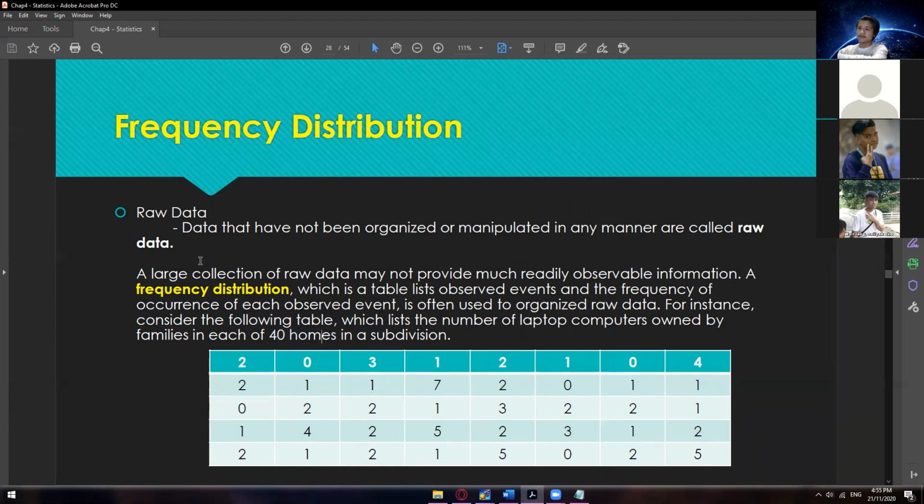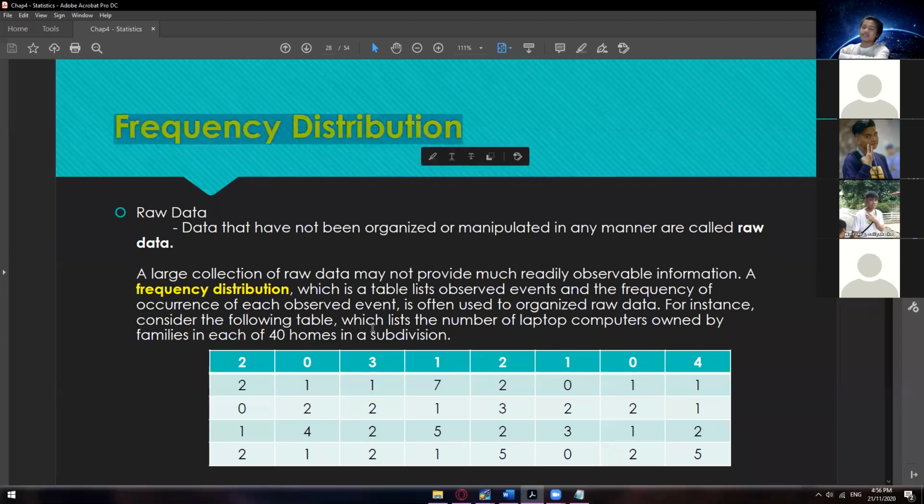When we say raw data, it is data that has not been organized or manipulated in any manner. So it's fresh, right? A large collection of raw data may not provide much readily observable information. A frequency distribution, which is a table listing observed events and the frequency of occurrence of each observed event, is often used to organize raw data. If we have 5 data only, we can observe it easily. But if we have raw data ranging from 50 and above, we cannot easily observe how to get the arithmetic mean, the weighted mean, the median, the mode, and so on. That is why frequency distribution is used on this kind of data.